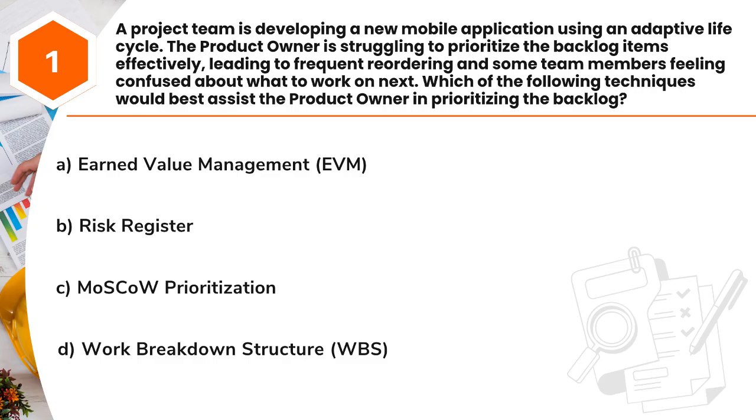A. Earned Value Management, EVM. B. Risk Register. C. MoSCoW Prioritization. D. Work Breakdown Structure, WBS.